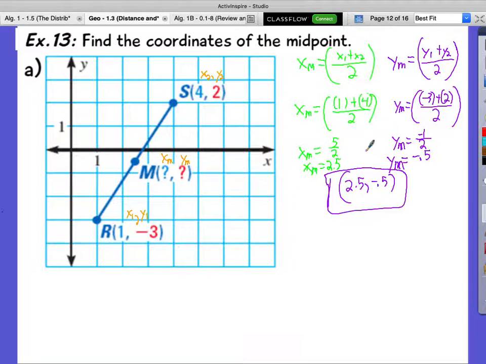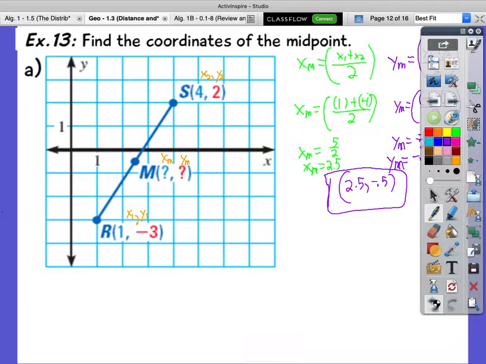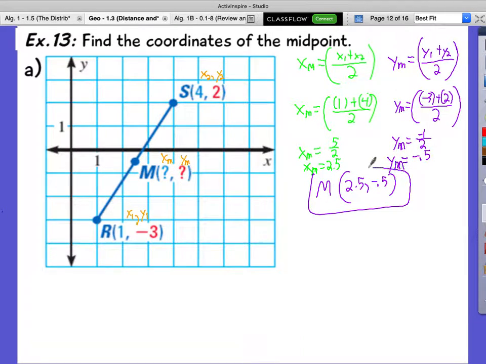Questions on that? What was that? Point M. Yeah, that would be point M. That's a good point. I should highlight that this is point M, our midpoint. Yeah, because all we were doing was finding the midpoint. So we found a point.